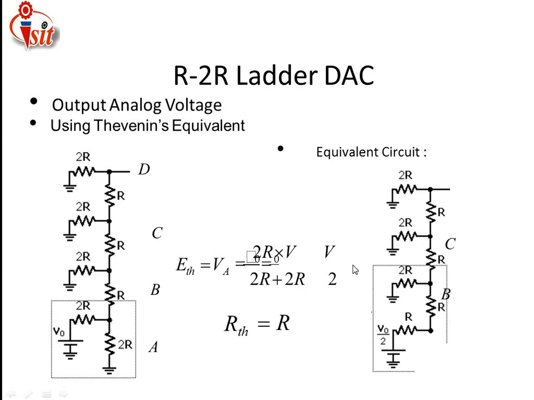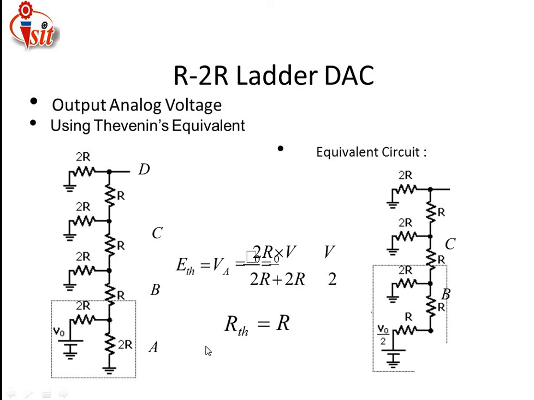Then for the R-2R ladder DAC, the output analog voltage is found using Thevenin's equivalent circuit. Here is the Thevenin's equivalent circuit, which I have shown related to the R-2R ladder. The value that comes out is E Thevenin equal to the applied voltage at node A, considered as VA, equal to 2R into V divided by 2R plus 2R.